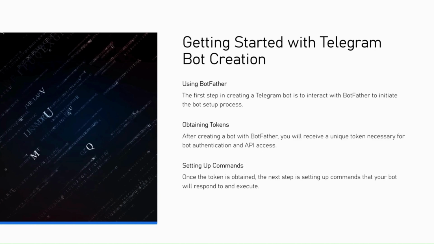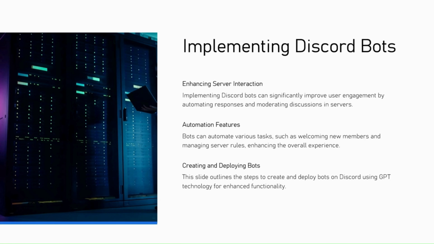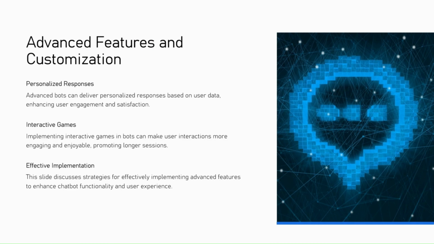Telegram bots are great for personal chats or small groups, while Discord bots work well for big communities like gaming or tech servers. You can set them up to answer FAQs, give news updates, or even run interactive games for your audience. Discord bots can automate and moderate servers. This slide shows how to create and launch them with GPT. Advanced bots can give custom replies and interactive games. This slide shows you how to add those features.